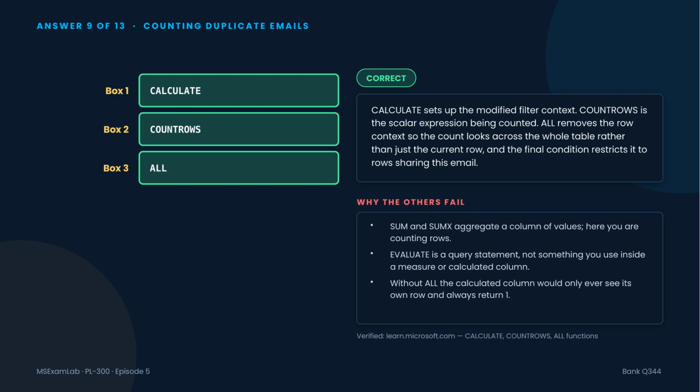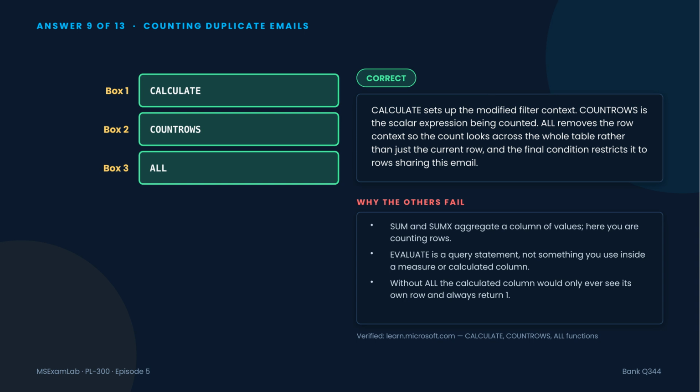The answers are Box 1, CALCULATE, Box 2, COUNTROWS, Box 3, ALL. CALCULATE sets up the modified filter context. COUNTROWS is the scalar expression being counted. ALL removes the row context so the count looks across the whole table rather than just the current row, and the final condition restricts it to rows sharing this email.